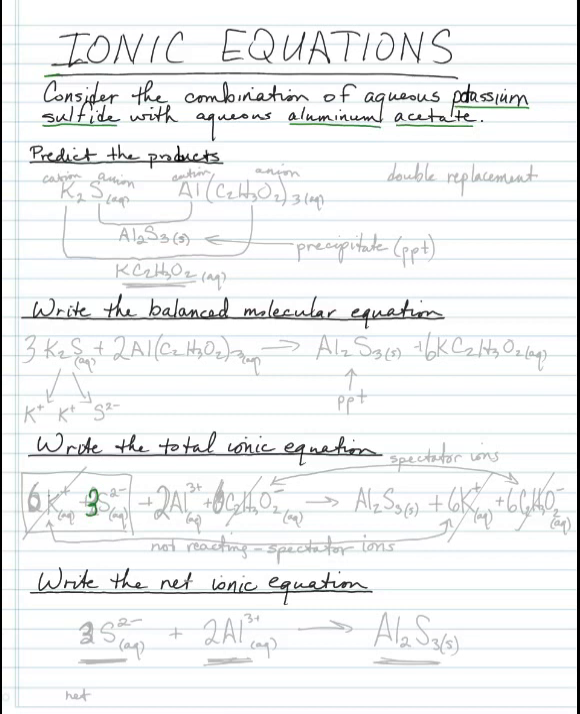All right, we're going to do four things with this combination of chemicals. We're going to predict what our products will be, write the balanced molecular equation, write the total ionic equation, and then the net ionic equation. So first of all, predict the products. Let's write our two compounds down. We have potassium sulfide and we have aluminum acetate.